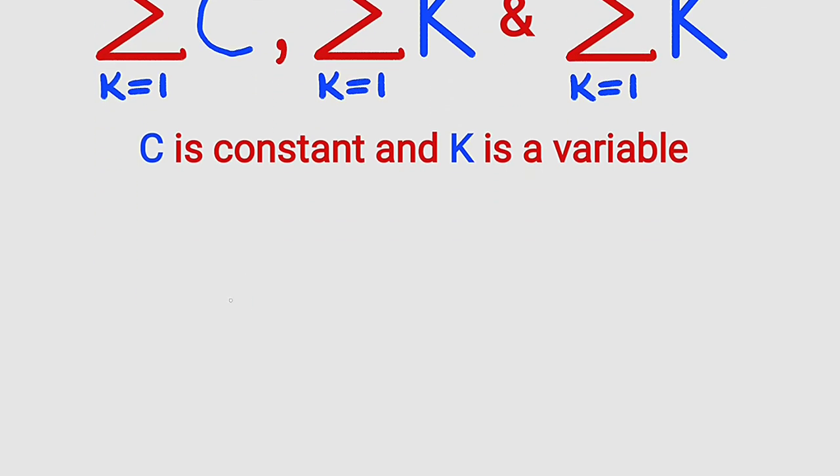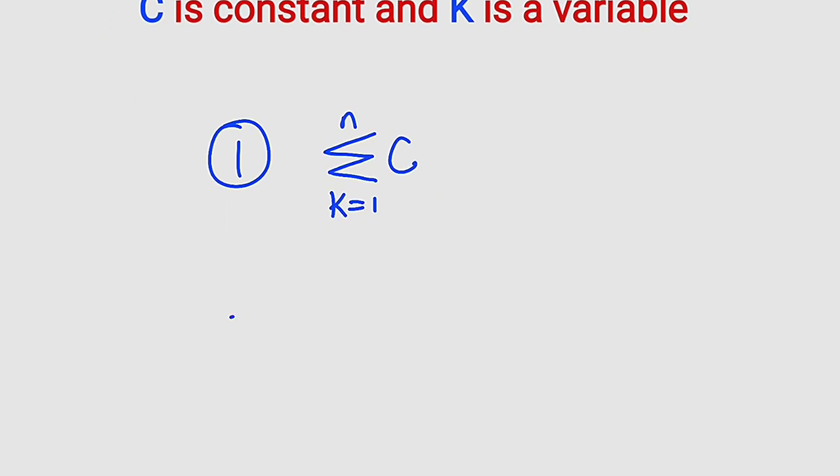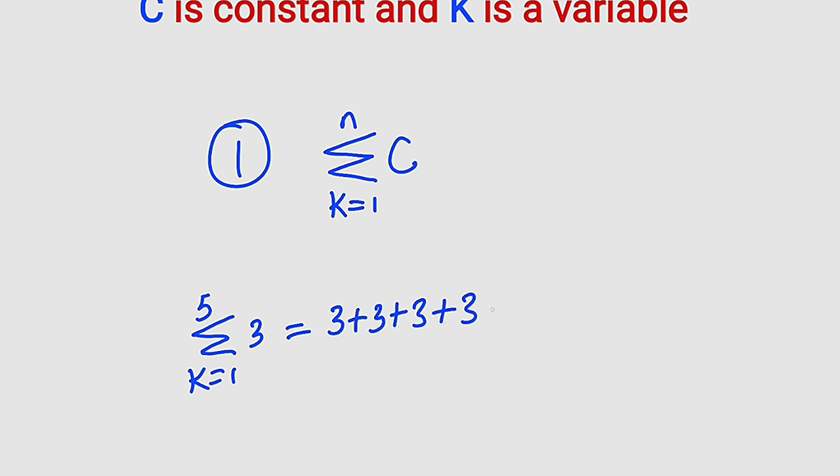The first one, we would like to generate a formula for the summation of c, which is a constant, from 1 to n. Remember, a constant could be 1, 2, 3, 4, 5. All these numbers are constants. So what if we have the summation of, let me say 3, from 1 to, let's say 5. This is the same thing as adding a series of 3 in 5 places, right? 3 plus 3 plus 3 plus 3 plus 3. 1, 2, 3, 4, 5.